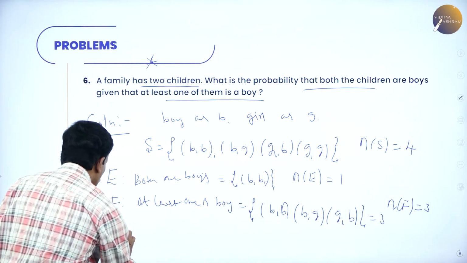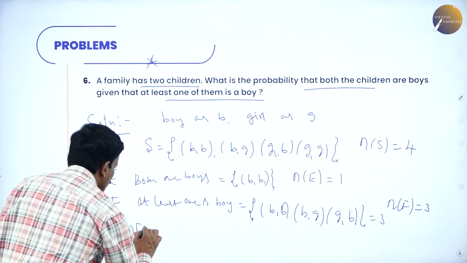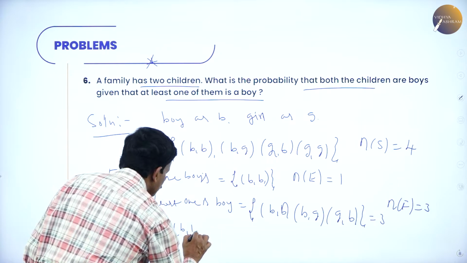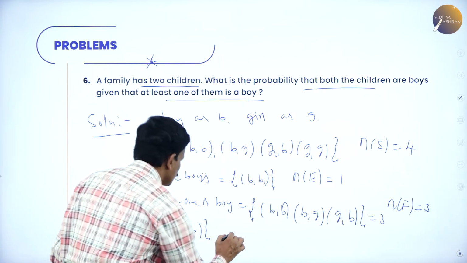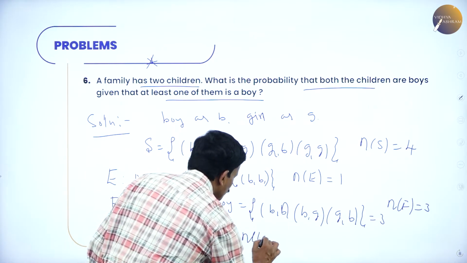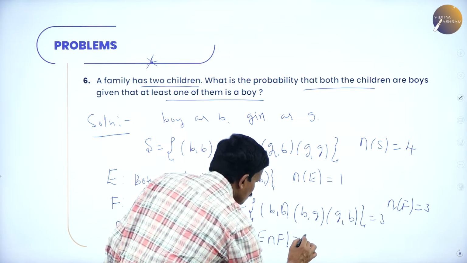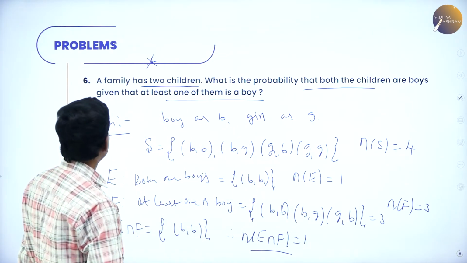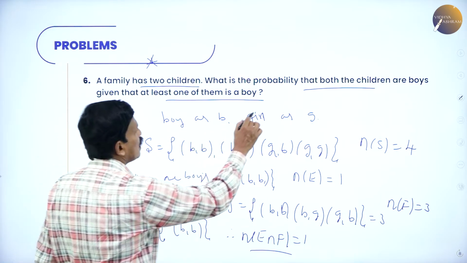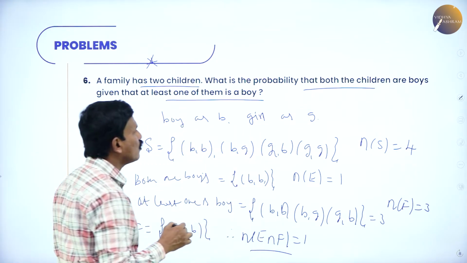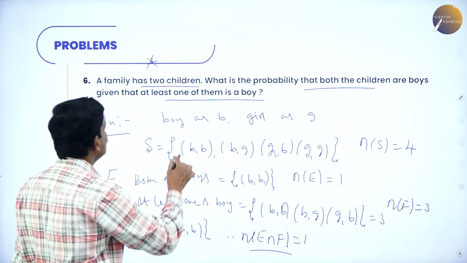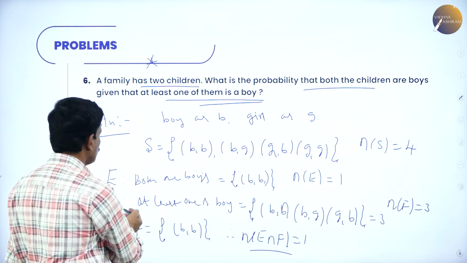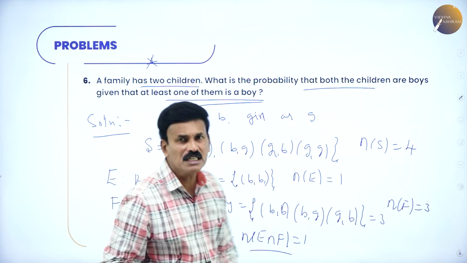Now, write down E intersection F. The common in these two is boy and boy. So, here, therefore, N of E intersection F is equal to 1. Now, write down the probability. What is required is, what is the probability that both the children are boys, given that at least one of them is a boy? At least one of them is a boy is nothing but F, we have already defined.